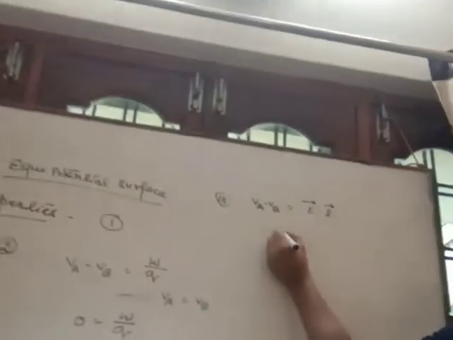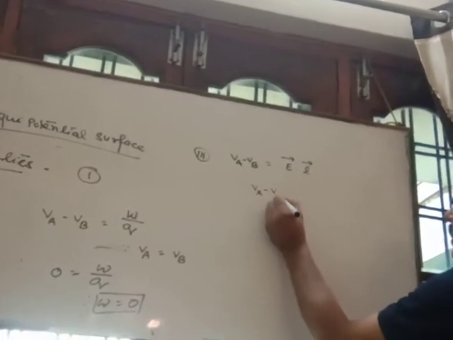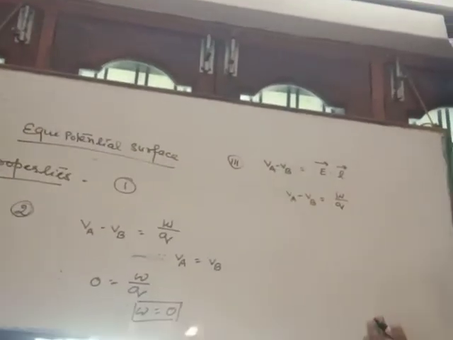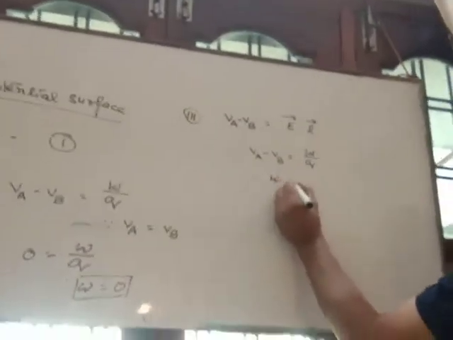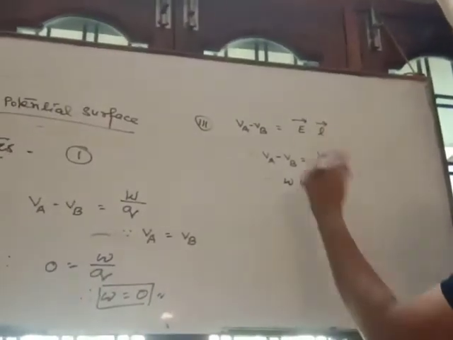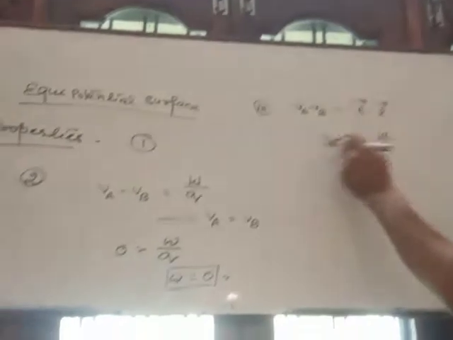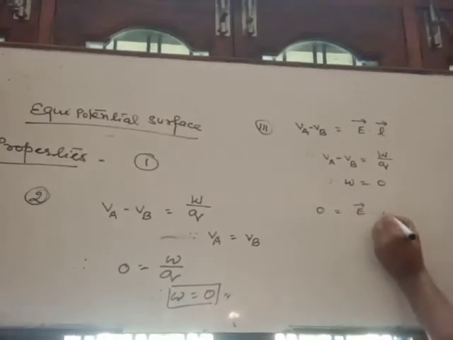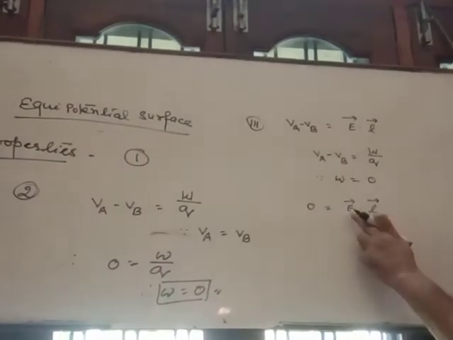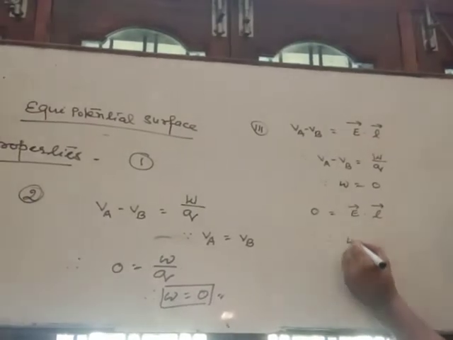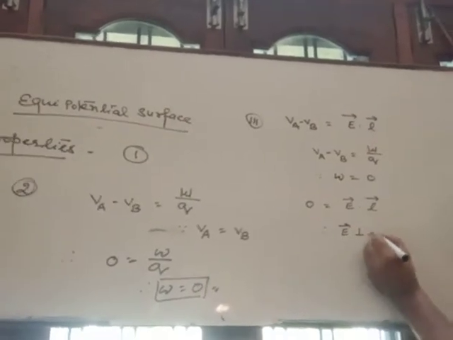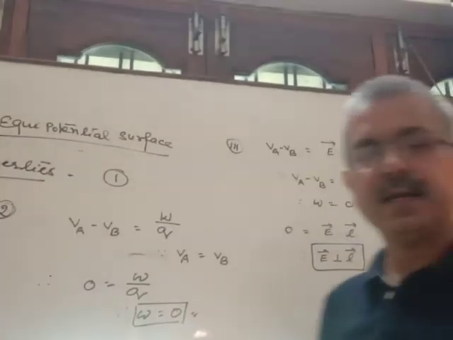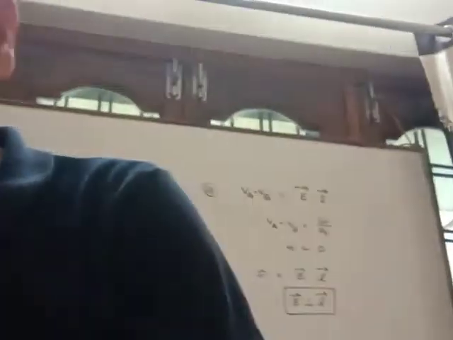And since VA minus VB is also equal to W by Q, and work done is 0 for an equipotential surface, VA minus VB is also 0. So 0 is equal to vector E dot vector L. Vector E dot vector L being 0 means vector E is perpendicular to L. It means electric lines of force emerge perpendicularly through the equipotential surface.